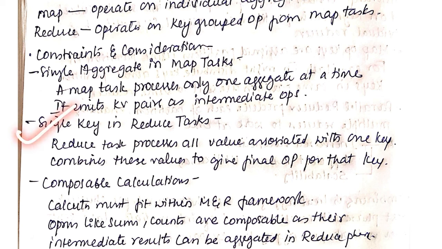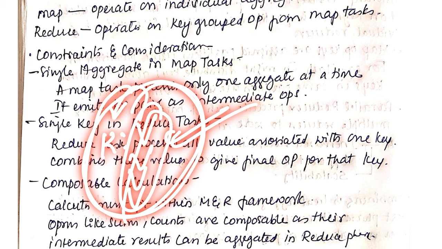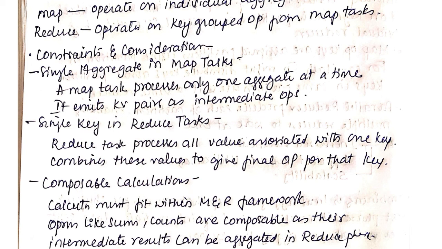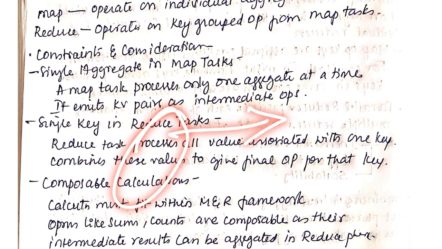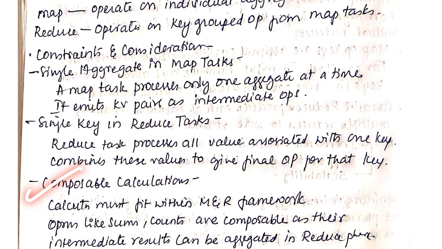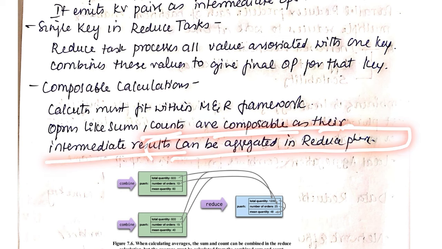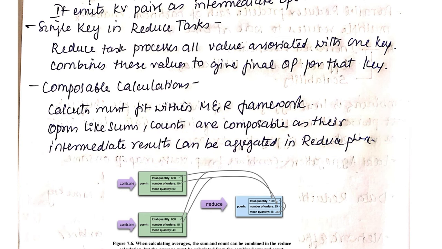Next, we have a single key in reduce task. A reduce task can process all the values which are associated with a single key. So all the values could be processed, but they have to be associated with a single key. We have seen this in the first topic itself. After that, it will combine these values to provide the final output. For one key, one value would be generated, right? Next we have composable calculations. That is, calculations must fit within the map and reduce framework. Operations like sum and count are composable as their intermediate results can be aggregated in the reduce phase.